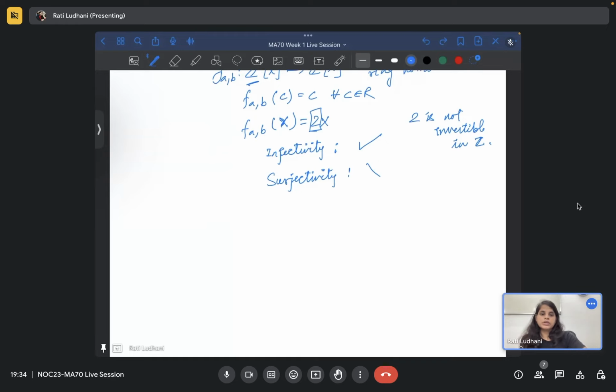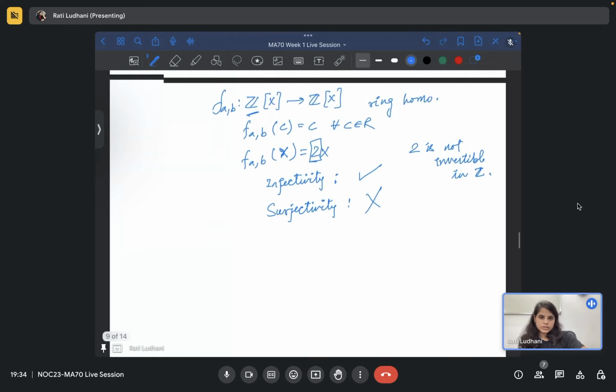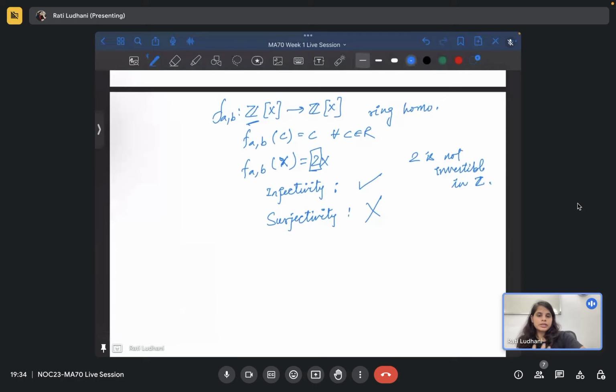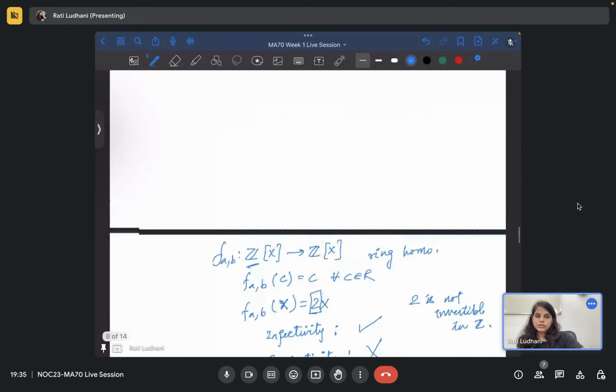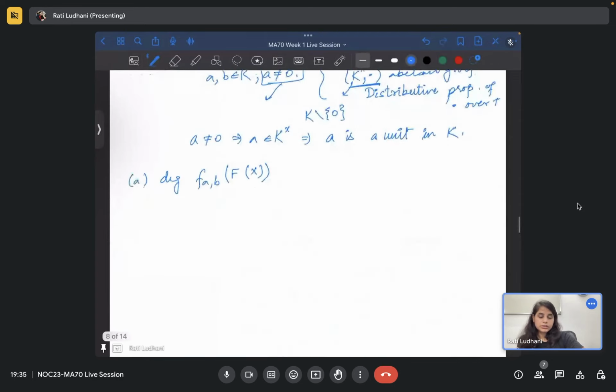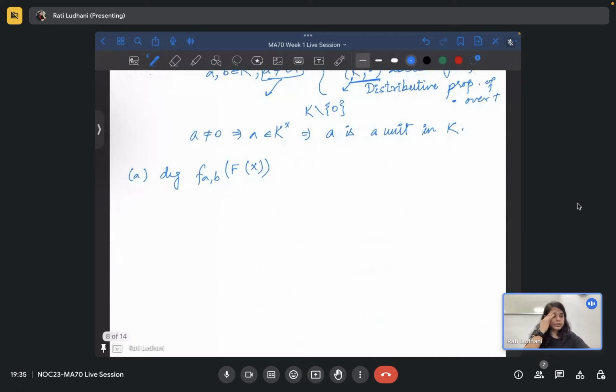not following here. Okay, so I just wanted to give an example, so you can try the examples and observe what F_{a,b} is doing. For different rings you can try. Okay, so this was one example. So really we need a to be invertible. So let's see this question.